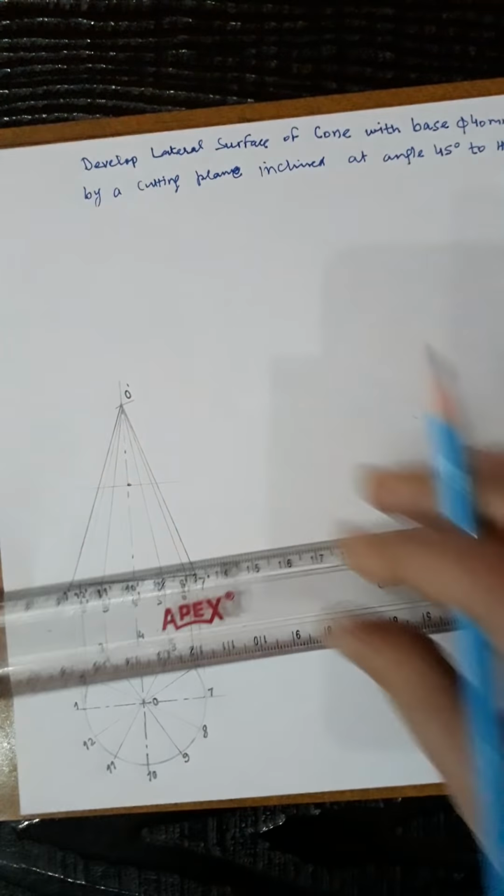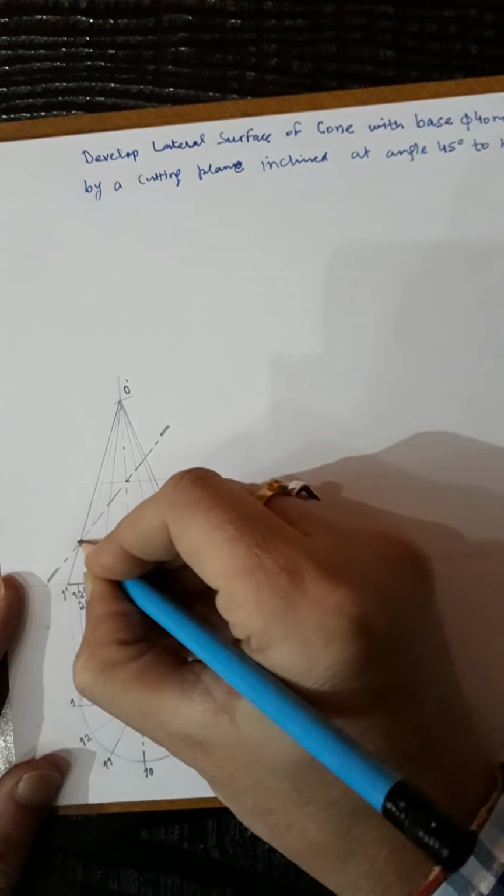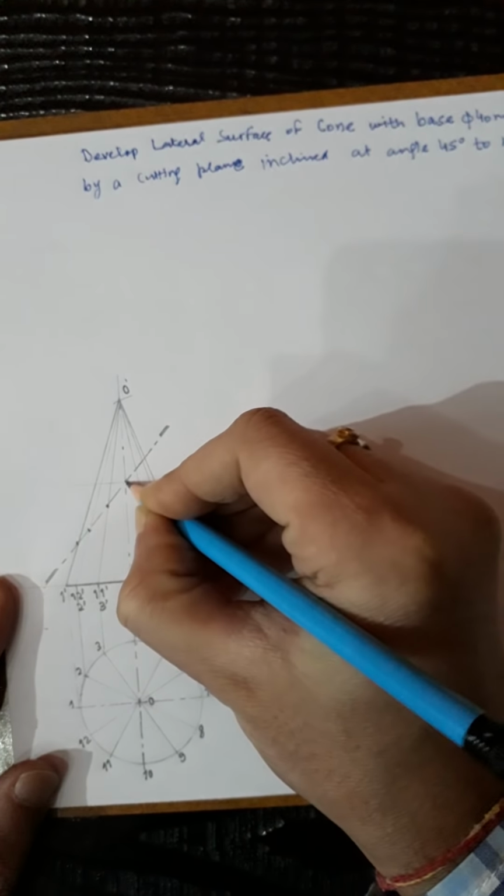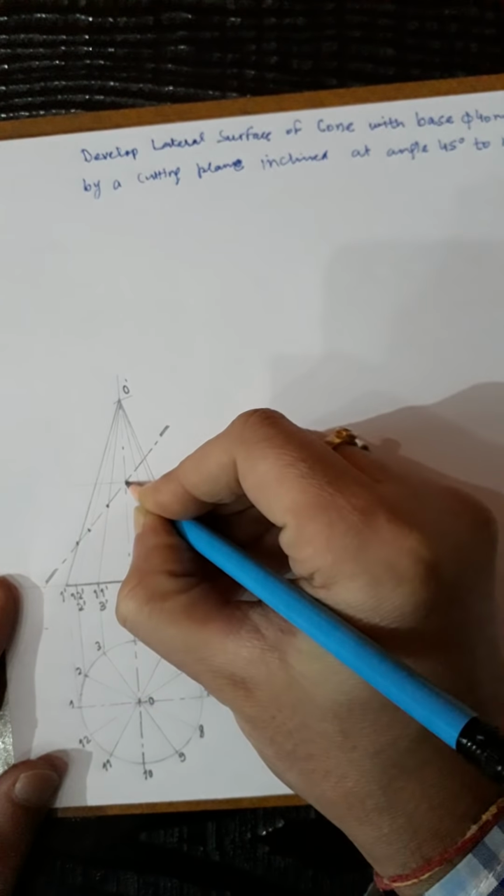Now you can make these edges thick lines. This is the cutting plane line. Now here the cutting plane line is touching these elements. You can find out these elements. Here these are the points. I'll be naming them P dash, Q dash, R dash, S dash, T dash, U dash, and V dash.